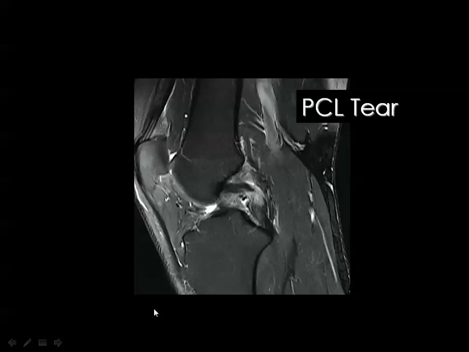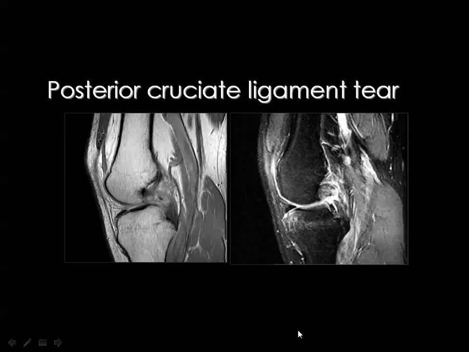And this is also an example. You see there is an abnormal signal in the middle part of the posterior cruciate ligament, diagnostic of complete rupture. Another example, T1 and T2, and you can see the heterogeneous increased signal in the mid portion of the ligament, and most of the ligament also shows abnormal signal, denoting complete rupture.